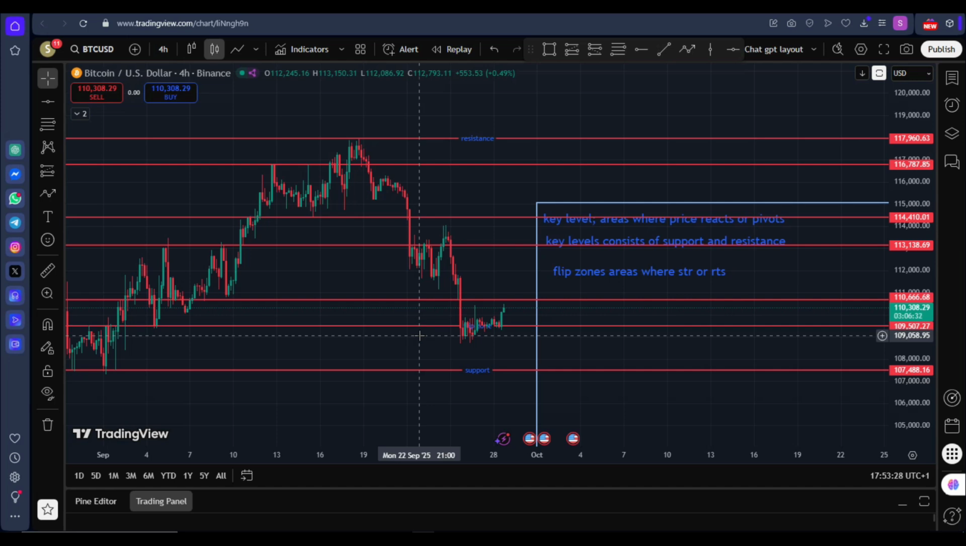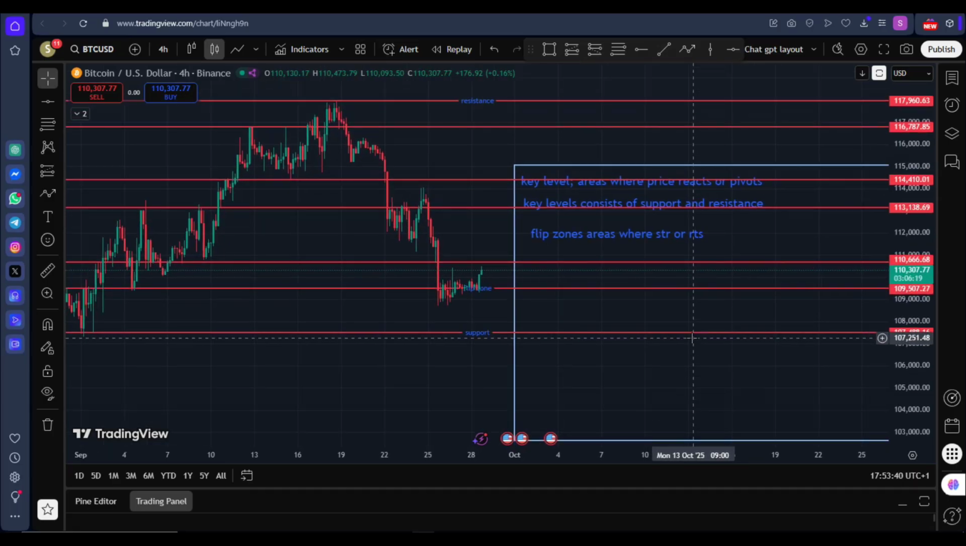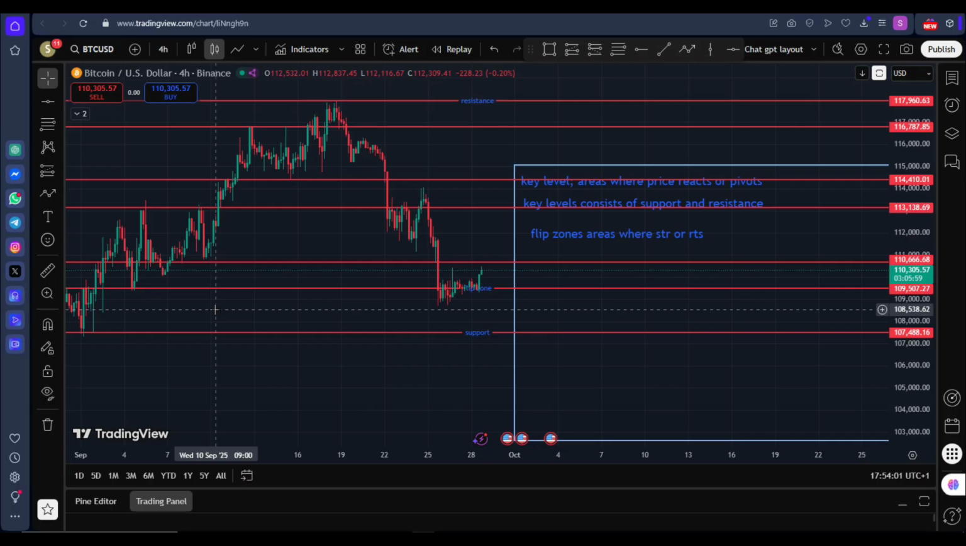Okay, before I go, let's try and summarize it up. Key levels are areas where price reacts or pivots, consisting of support and resistance. Support is our floor, where price finds support and goes up, and resistance is our ceiling, where price comes down. Then flip zones are areas where support turns to resistance and resistance turns to support after a breakout.